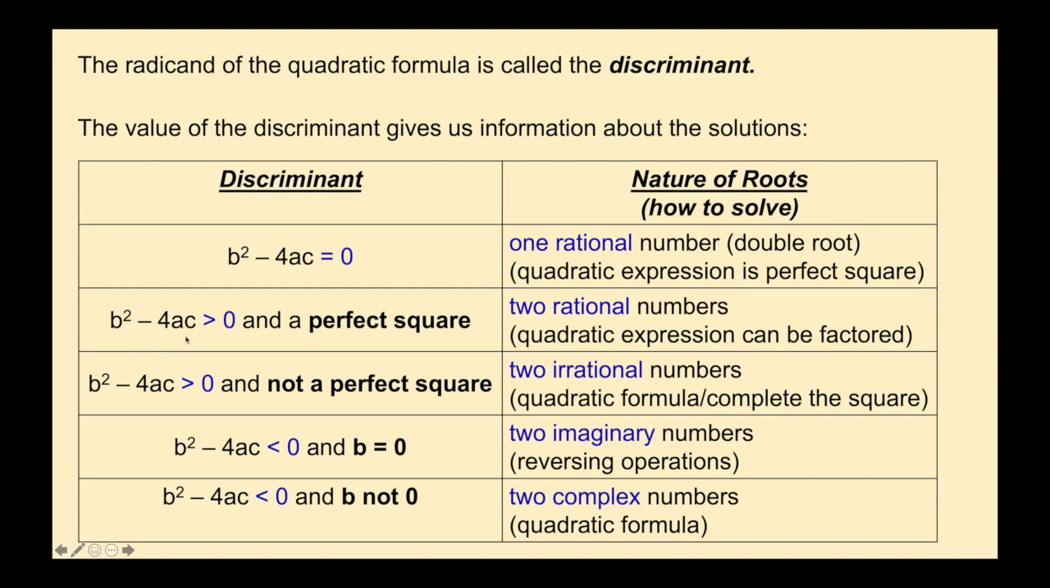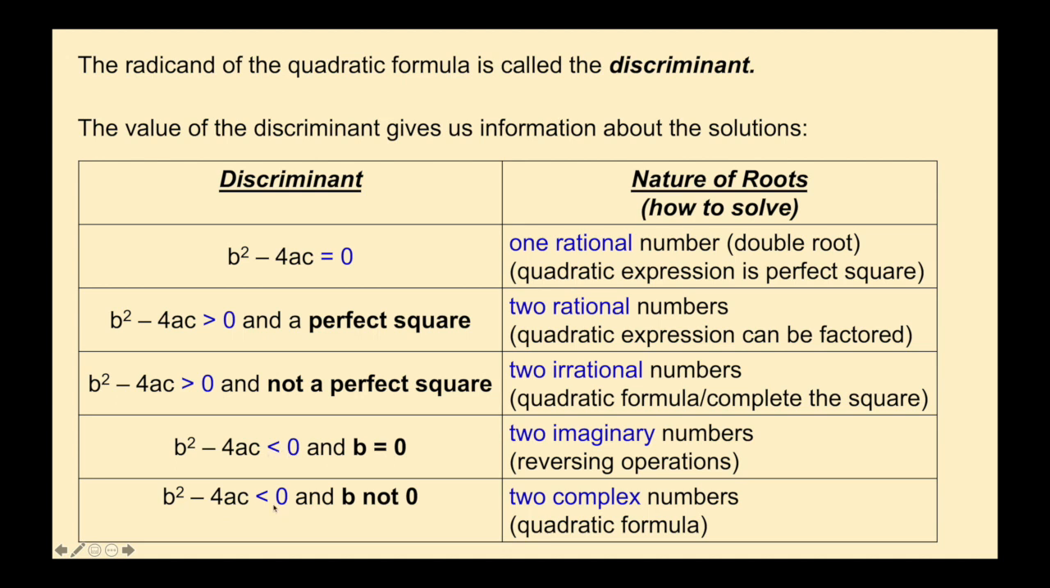If I calculate b squared minus 4ac and it comes out greater than 0, we have two scenarios for this. If it's greater than 0, we're going to get two solutions. We have to decide if those are going to be rational or irrational. Now remember, since this ends up underneath the square root in the full formula, the square root of a perfect square is going to produce two rational numbers. If you take the square root of something and it is not a perfect square, that's going to produce two irrational numbers.